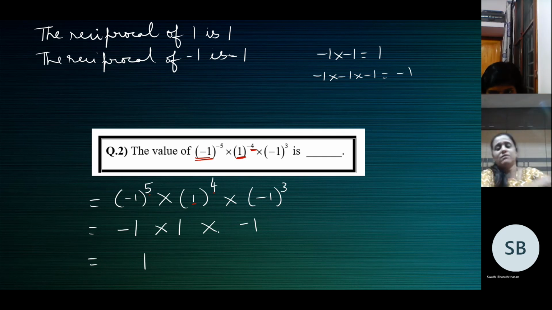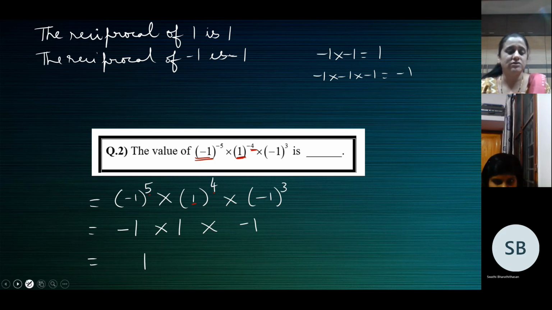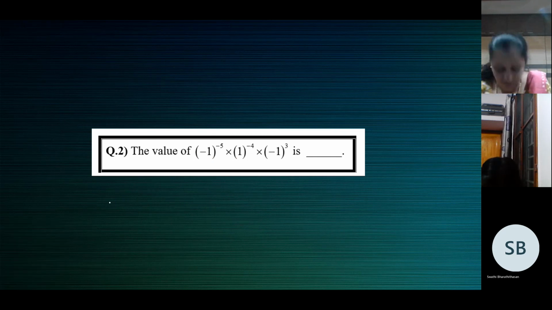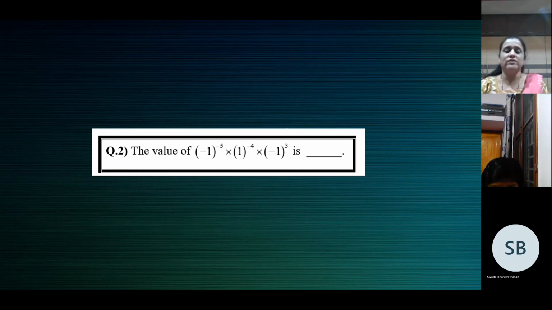First, make the negative powers positive by using the rule: reciprocal of the base, negative of the power. The reciprocal of 1 and -1 is 1 and -1 itself. Shall we do it again, children? What is the reciprocal of 1? The reciprocal of 1 is 1. What is the reciprocal of -1? -1.